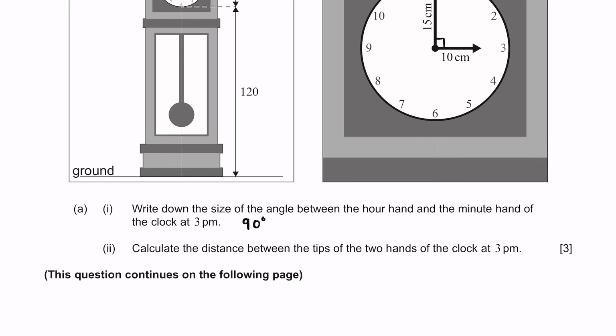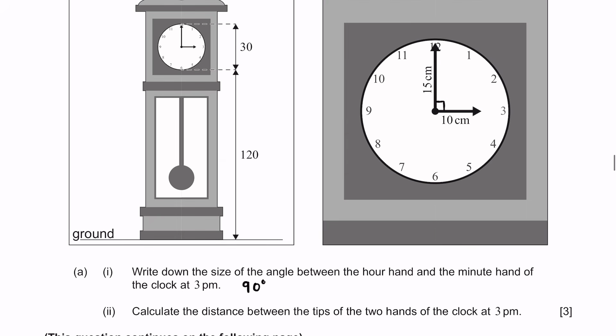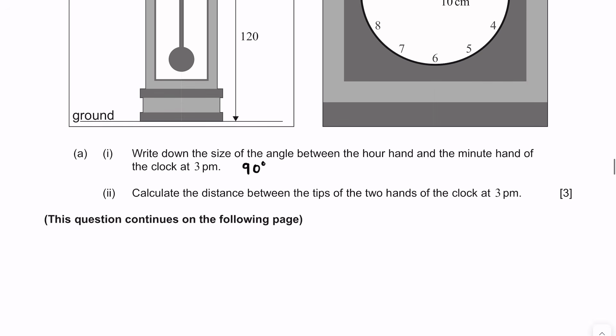Part 2 of Part A. Calculate the distance between the tips of the 2 hands of the clock at 3 p.m. Okay, so here's the tip of the minute hand, here's the tip of the hour hand. We know we have a right angle right here, so often in an IB question they ask us to make use of the previous information. So, extending both tips, we see that we can form a right angle triangle, and in this case with the right angle triangle, we can go ahead and use Pythagorean theorem. So once again, I'll just draw a quick right angle triangle right here. Something like that.